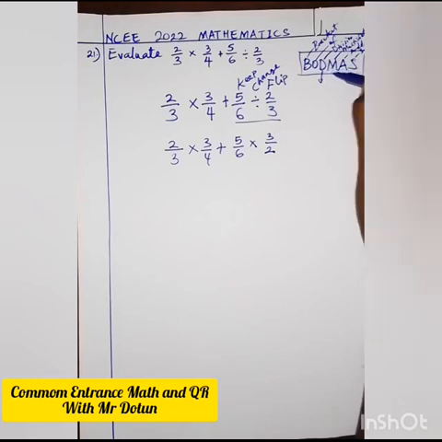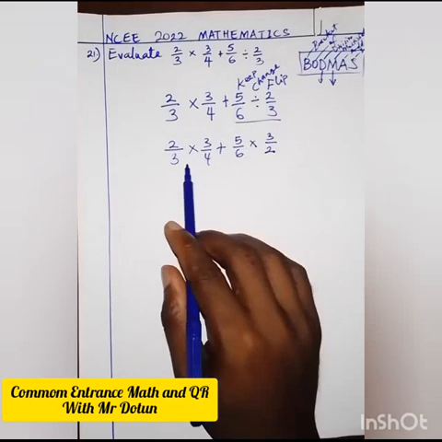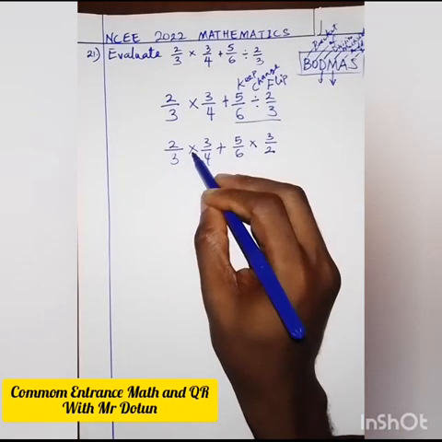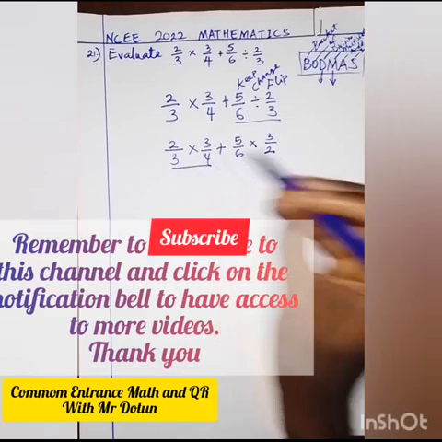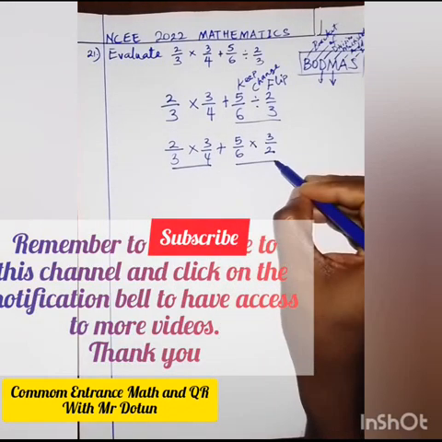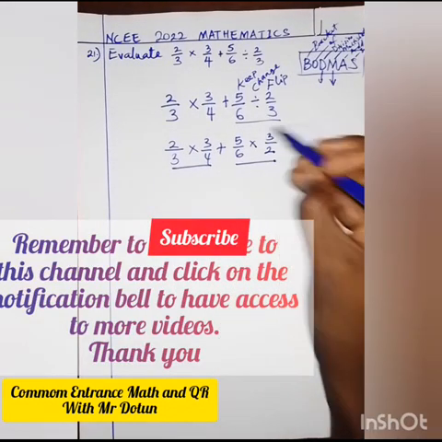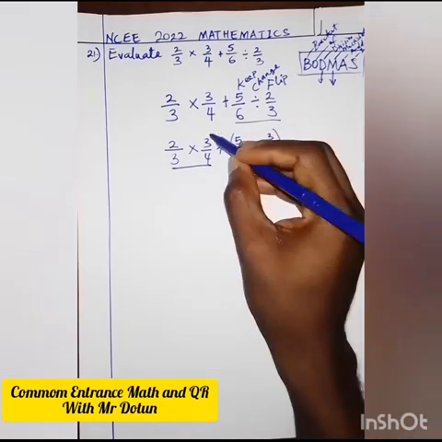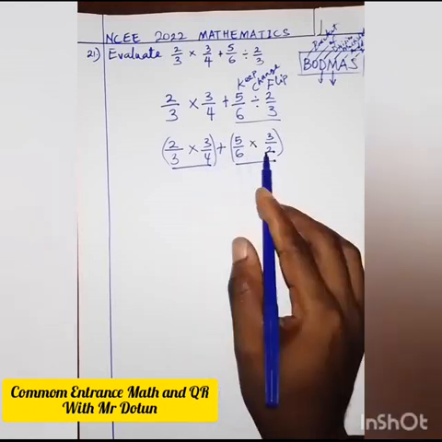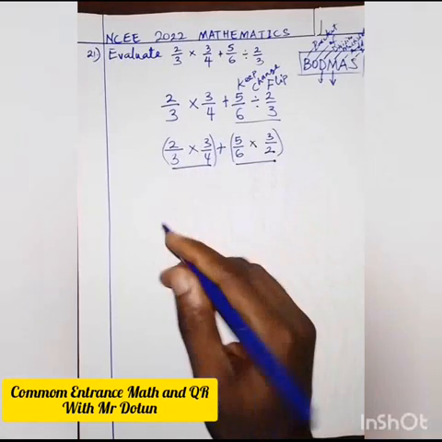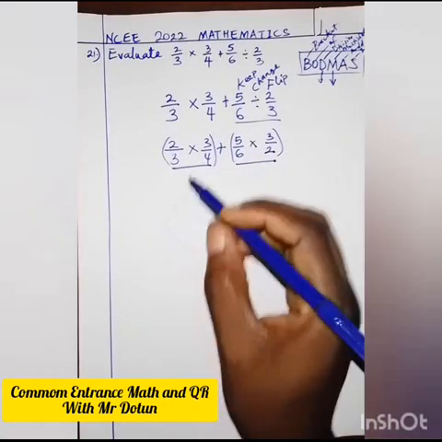The next thing after division is multiplication. In our question we have multiplication here and we also have it here. So that means we can take this pair and also take this pair. Put it in brackets. So we have two pairs of multiplication, and we can do them simultaneously.